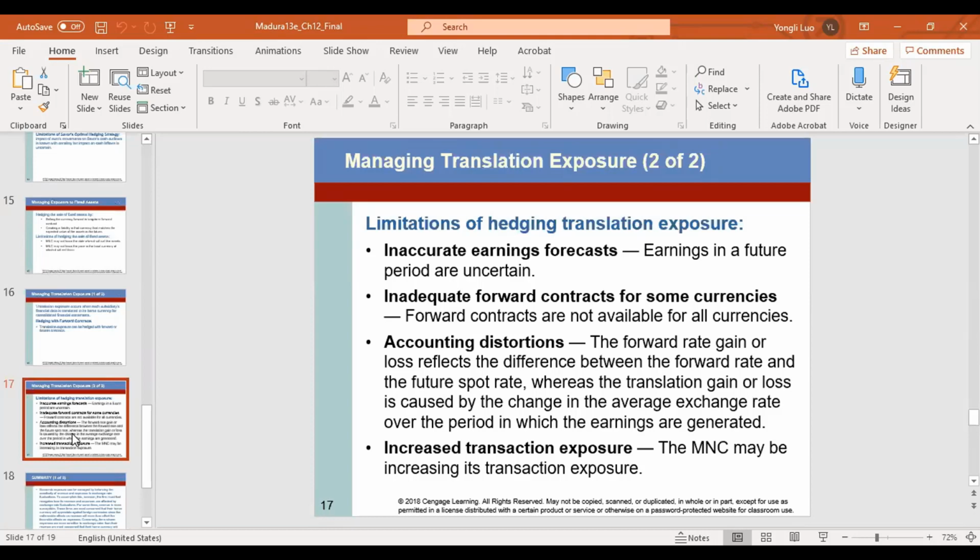The limitations of hedging translation exposure include inaccurate earnings forecasts, inadequate forward contracts for some currencies, accounting distortions, and increased transaction exposure.